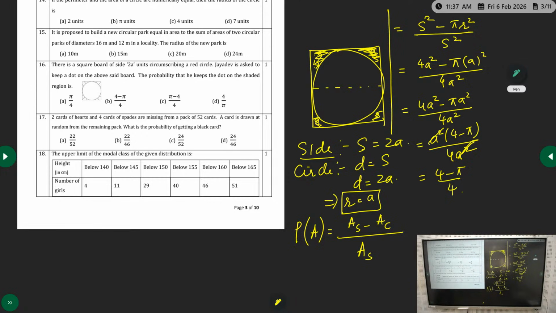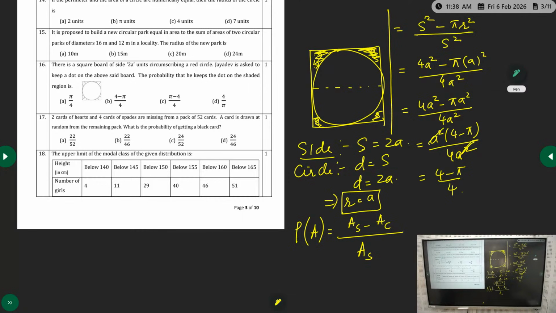Two cards of hearts and 4 cards of spades are missing from a pack of 52. Spade, what color? Black. 2 hearts and 4 cards are missing, so from 52, how many cards are missing? 6. Then what is your new sample? 46. A card is drawn at random from the remaining pack. What is the probability of getting a black card?